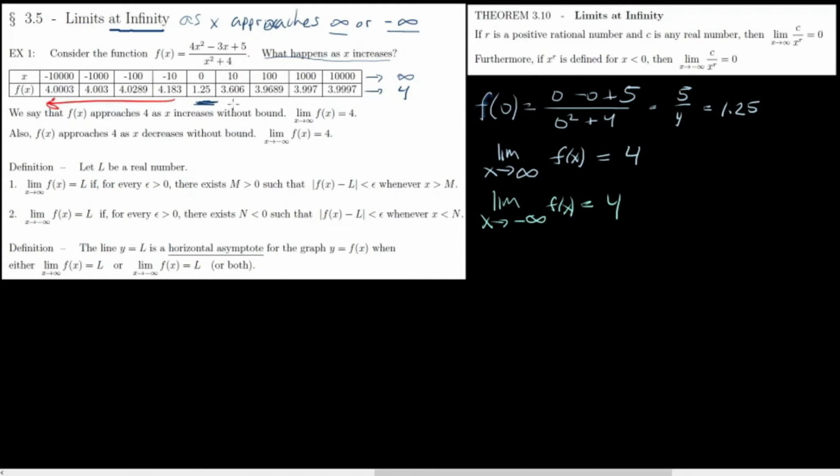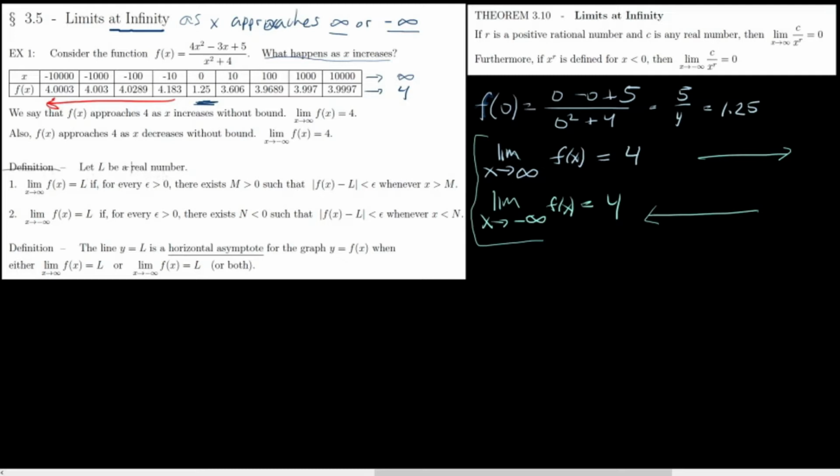So I hope that at least gives you some intuitive idea of what we mean by limit as x approaches infinity or negative infinity. Infinity just means you're going to the right forever, and negative infinity means you're going to the left forever. So what happens to the y values? The formal mathematical definition is here, and you may want to look at it. It's the epsilon.